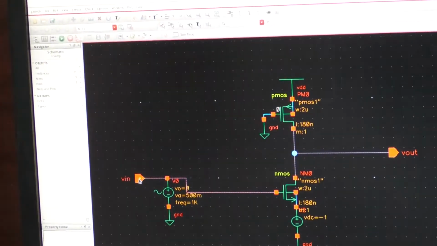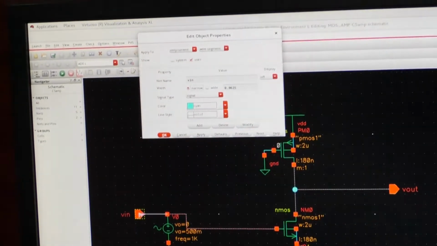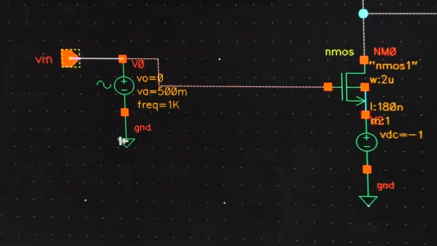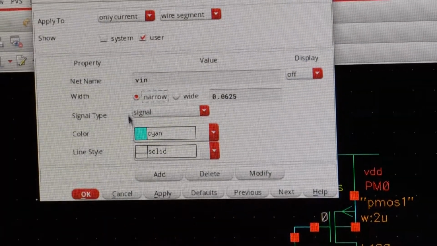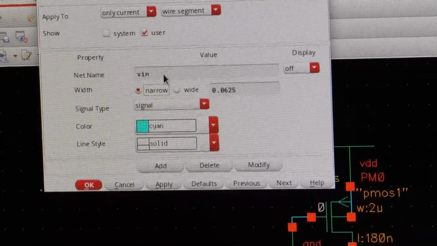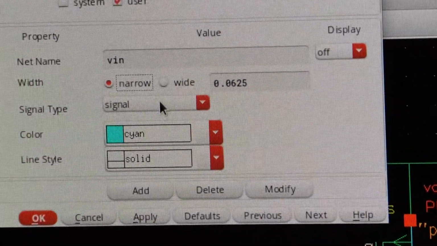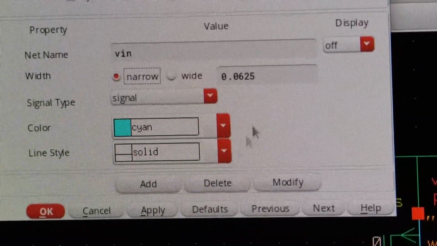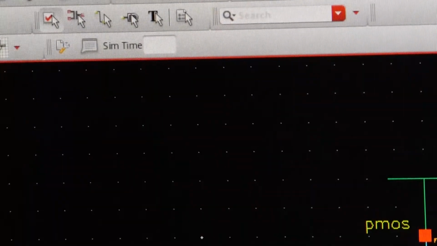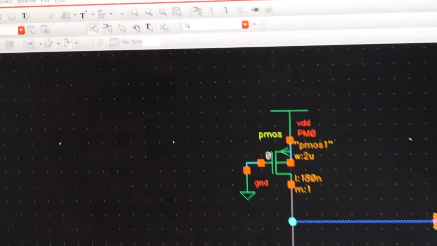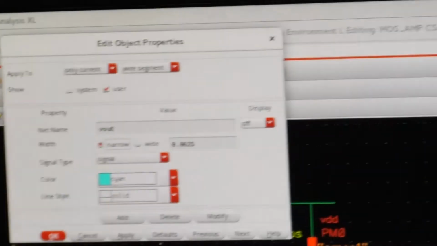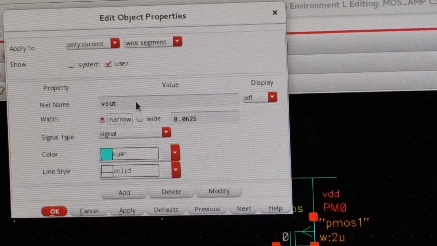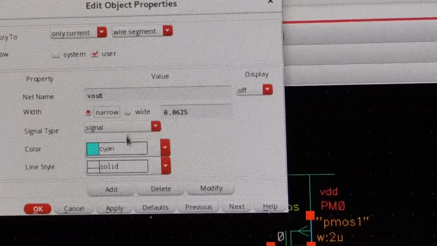And these are the input-output pins, which I have taken from the analog library. So the pin name is VN, and it is a signal and it is the input pin. Similarly, this is the output pin Vout. So you can see here this is Vout and this is the output pin.